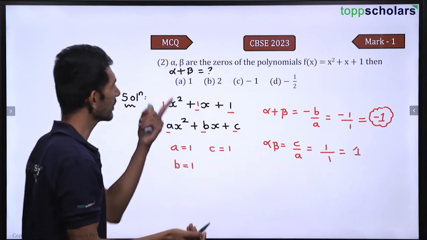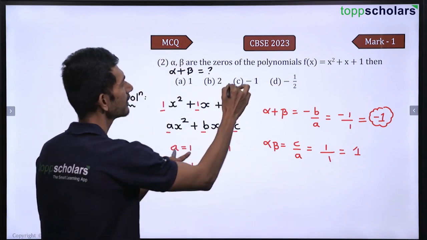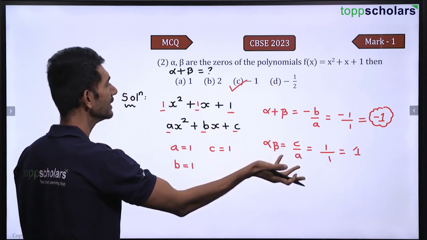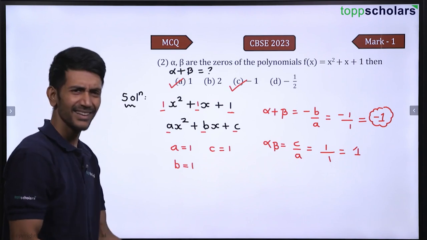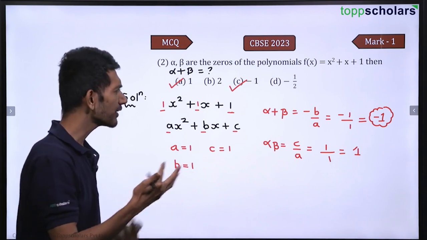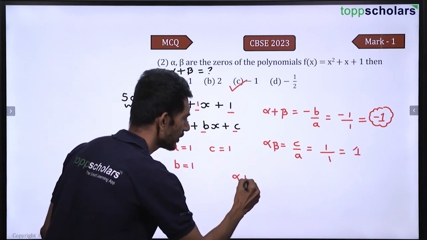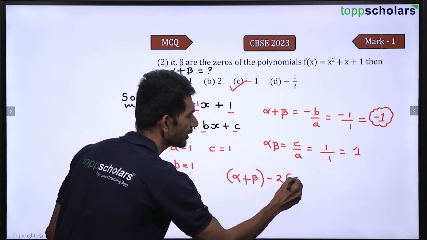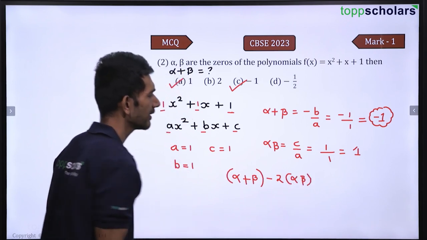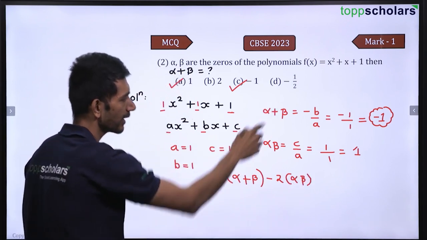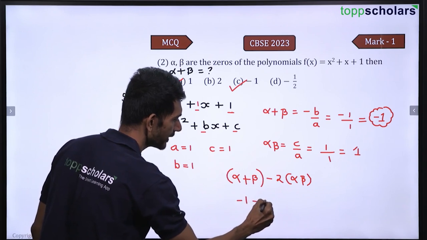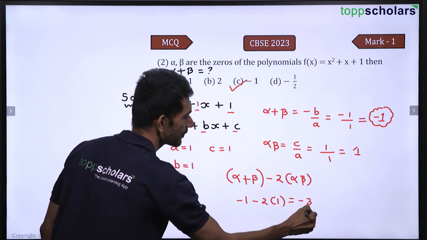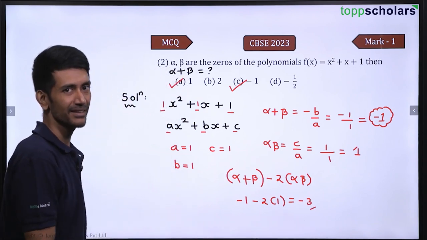So they have asked you alpha plus beta. The answer for alpha plus beta is minus 1. If they ask you alpha into beta, the answer for alpha into beta is 1. They can twist and change anything. They can also ask you some different questions like this. Find alpha plus beta minus 2 alpha beta. Doesn't matter. You don't have to worry. You just have to solve it. Like alpha plus beta is minus 1, minus 2 times alpha beta is 1. So that gives you minus 3. Just a random example. Easy.